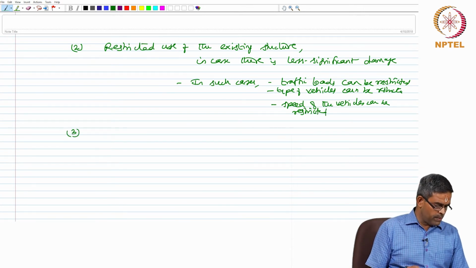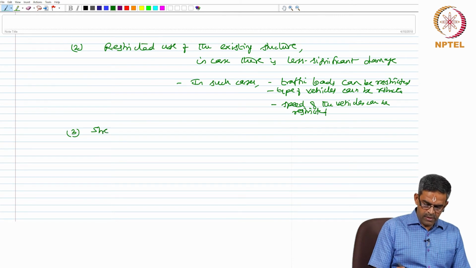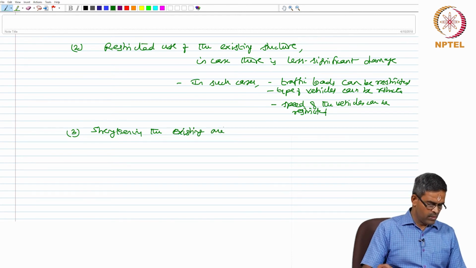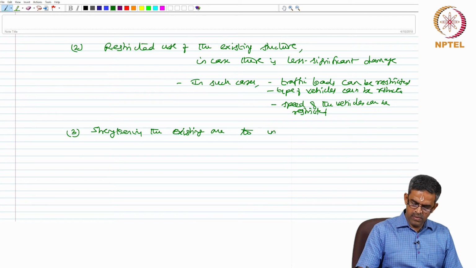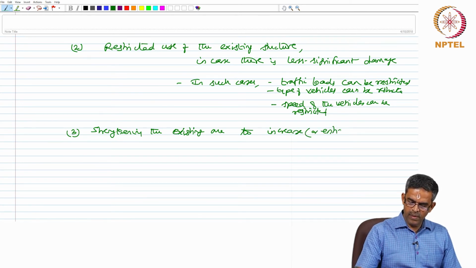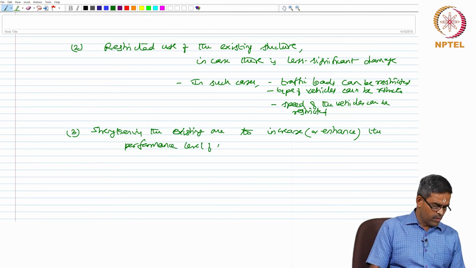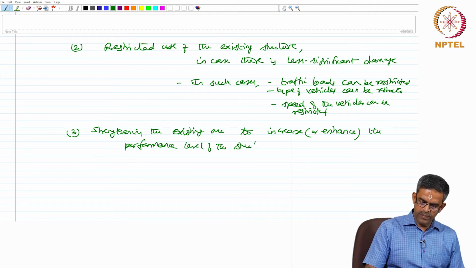Third option could be strengthening the existing one to increase or enhance the performance level of the structure.